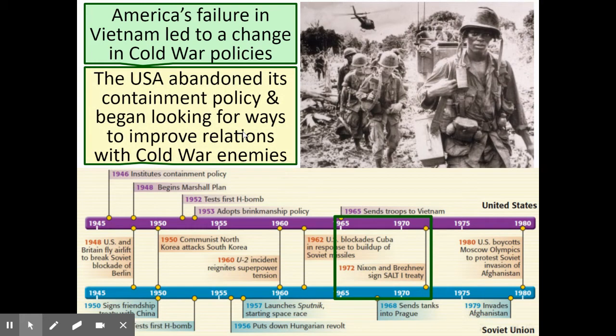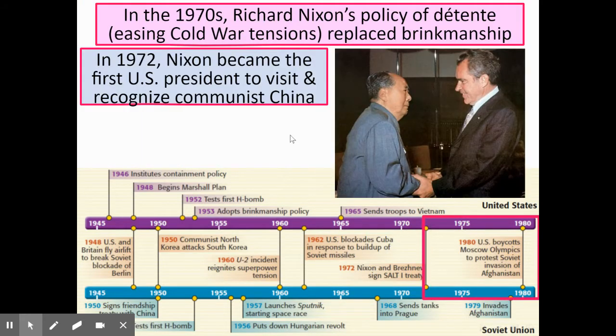So the United States stopped saying it was going to contain communism, and we looked for different ways to fight it. So Richard Nixon's policy, he was the president right at the end of the Vietnam War from 72 to 74. He decided to try détente. Détente is a French word, and it means friendship. So we're easing Cold War tensions instead of going to the brink of war.